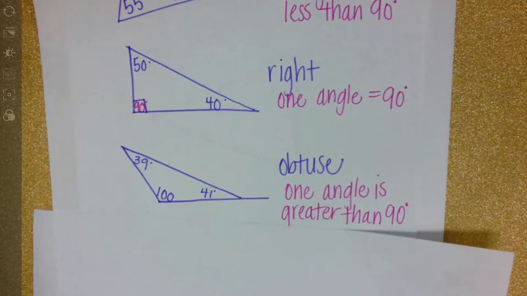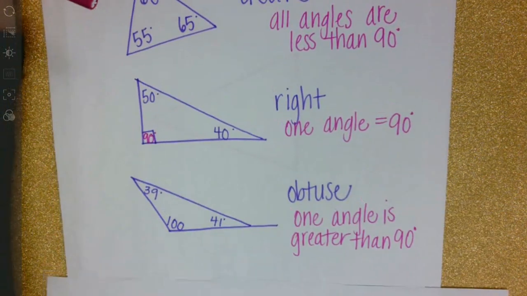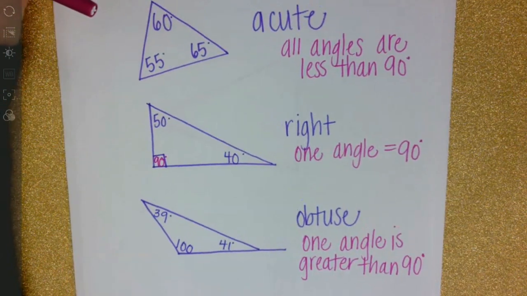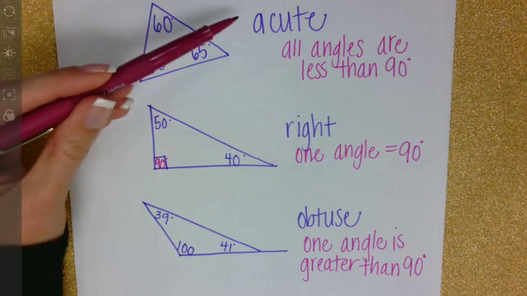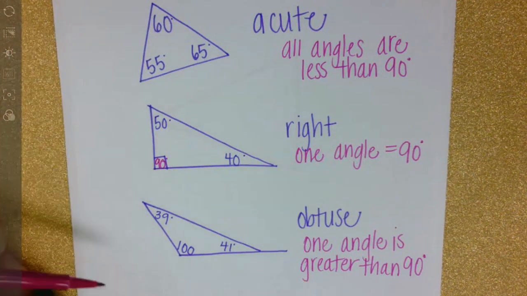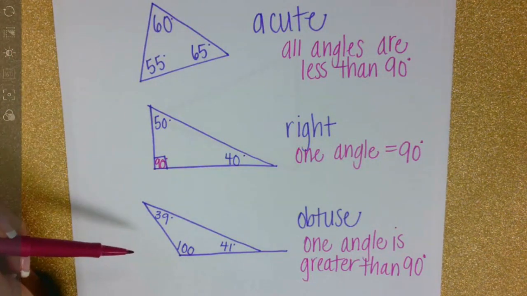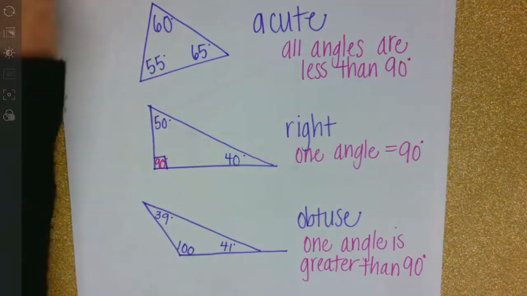And our third option is an obtuse triangle. So if you're classifying by angle measurements, you either have all acute angles, we have 1 right angle in our triangle, or 1 obtuse angle. Okay, so these are your 3 classifications by angles.